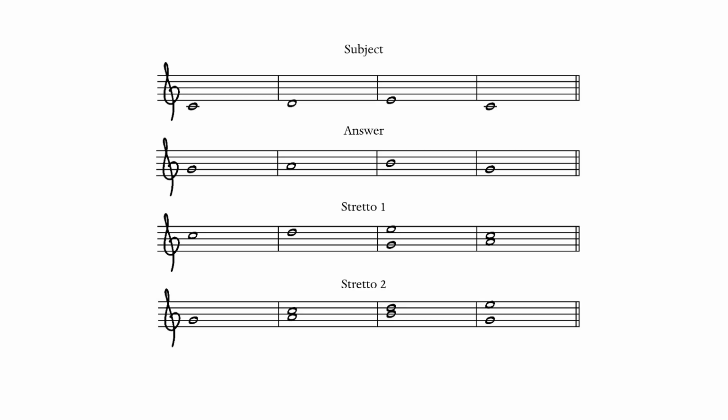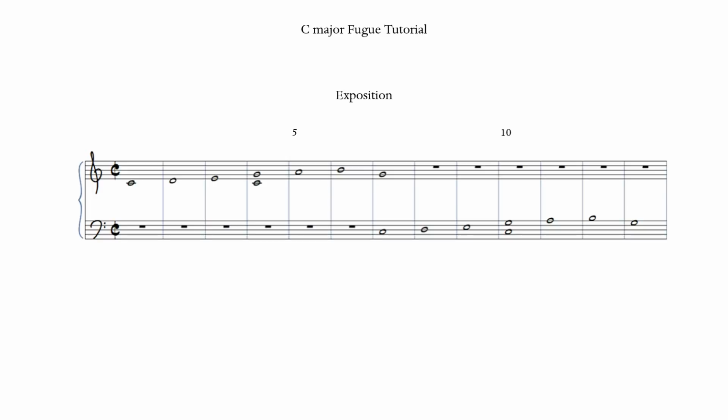I'm going to compose the entry groups first, separately, and only then join them together with episodes. It is also possible to compose a fugue from beginning to end, but I think it's more instructive if I demonstrate a long-term plan. Here's my plan for the exposition. The voices enter alto, soprano, bass, and tenor, alternating subject and answer.